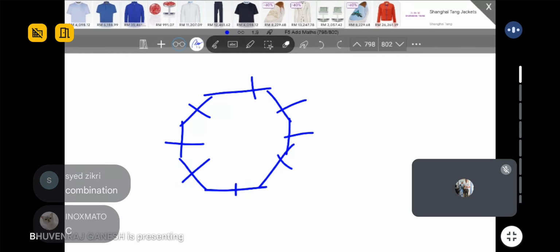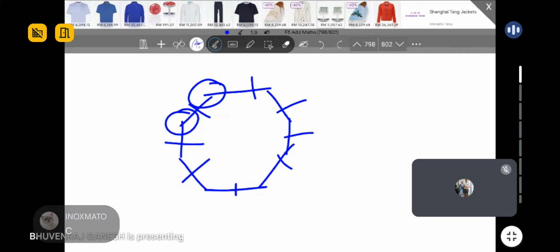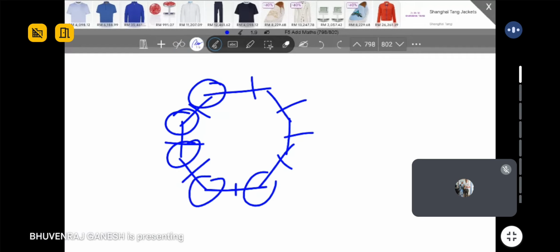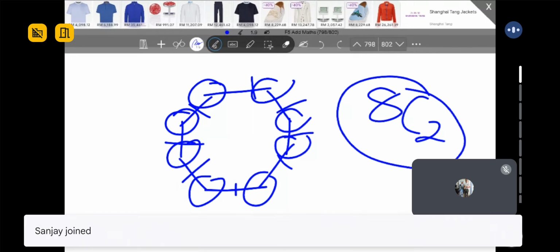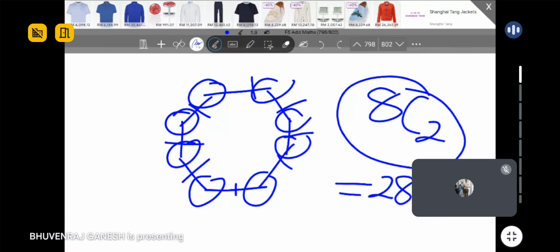So total vertices, jumlah bucu untuk octagon 8. Kita akan guna 2 sebab kita nak bentuk perpenjuru. Perpenjuru hanya akan menghubungkan 2 bucu sahaja. Diagonal can only connect 2 vertices maximum. So that's why 8C2. So if you press calculator, 8C2 equals 28.